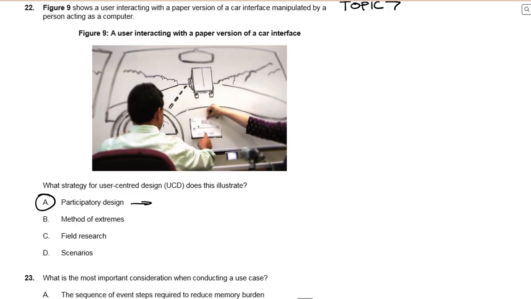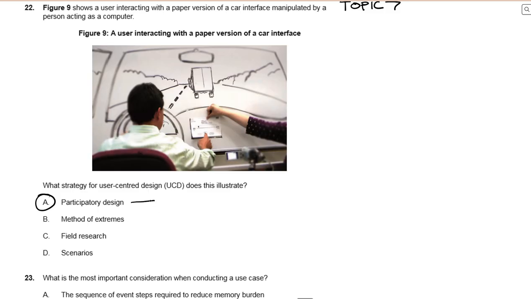So let's write the definition of this down, and I'll walk you through why it's not these answers. So let's just see what method of extremes that is. I'm pretty sure most of you would not pick that. Field research, maybe some of you might be tricked into that. Scenarios, also possible, but let's walk through why it's participatory design and why not these three.